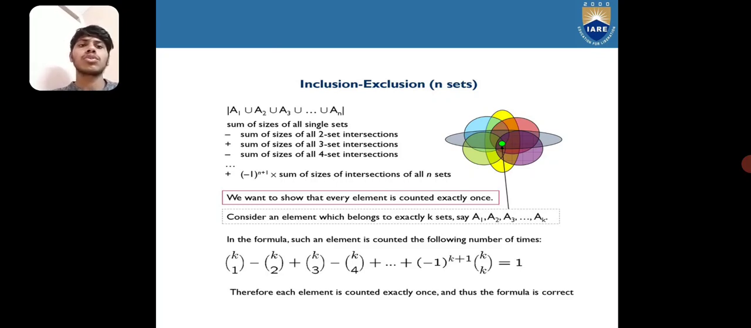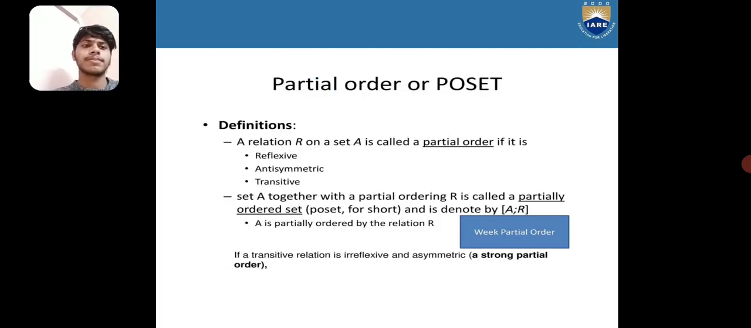So inclusion exclusion for n sets. We want to show that every element is counted exactly once. Consider an element which belongs to exactly k sets, say a1, a2, a3 up to ak. In the formula, such an element is counted the following number of times: C(k,1), C(k,2), C(k,3), C(k,4), like that. So therefore each element is counted exactly once, thus the formula is correct.